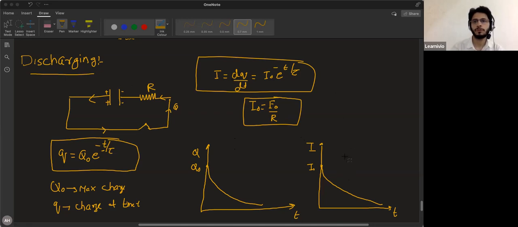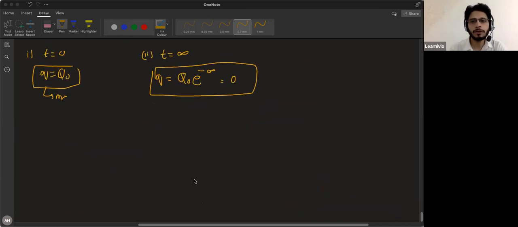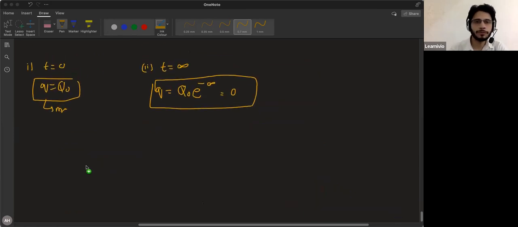Okay, so these are a few questions from the previous series, which are based on this logic. Usually JEE Mains doesn't ask questions on RC circuits, so the questions that we can find are in JEE Advanced.